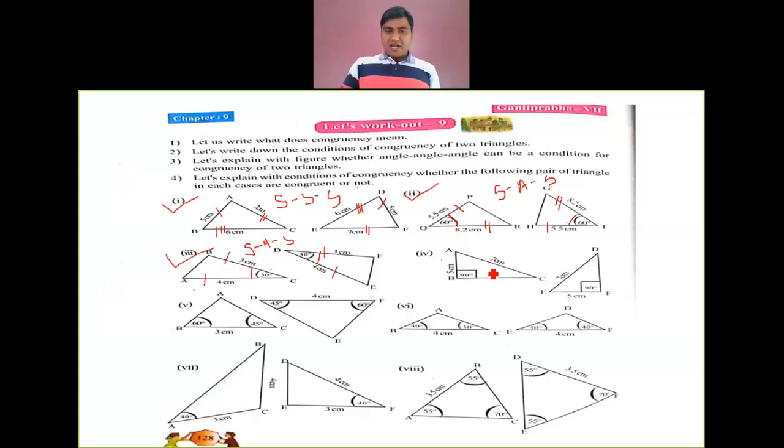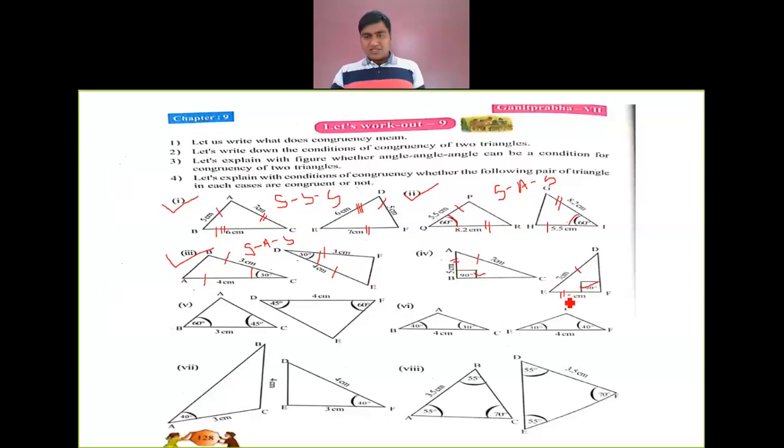In ABC, angle B is 90 degrees, so obviously ABC is a right angle triangle. And DEF is also a right angle triangle. So one right angle is given, and this is the hypotenuse. The side opposite the right angle is the hypotenuse. The AC hypotenuse is 7 centimeter, and in the right angle triangle DEF, the hypotenuse is 7 centimeter, and one side AB equals 5 centimeter, and here one side EF equals 5 centimeter.